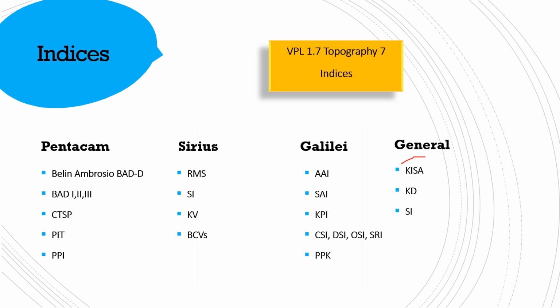And these indices, these are the general indices. These are not patent indices by any company. So the KISA, KD, and SI, these are the general indices which are not property of any company, and these are the general indices.